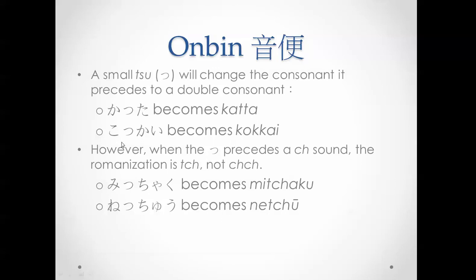Or this word, kokkai, is K-O-K-K-A-I. But when that small tsu precedes a CH sound, it's a little bit more difficult. The romanization is TCH, it's not CH-CH. So this is mitchaku, M-I-T-C-H-A-K-U. And this is netchu, N-E-T-C-H-U. Sort of a little bit of connection back to that goju onzu idea of it being in the tagyo.